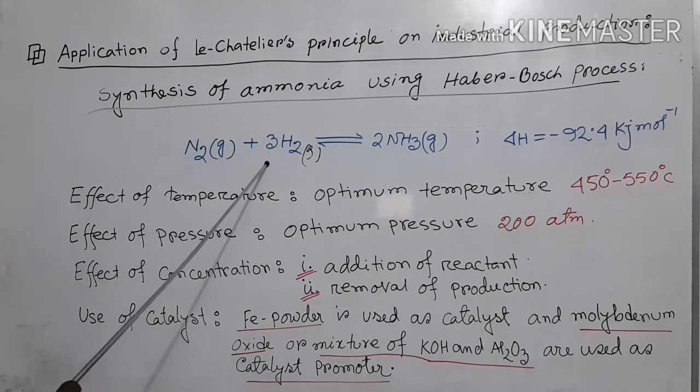For ammonia production, iron powder is used as catalyst, and molybdenum oxide or a mixture of potassium hydroxide and aluminum oxide are used as catalyst promoter.